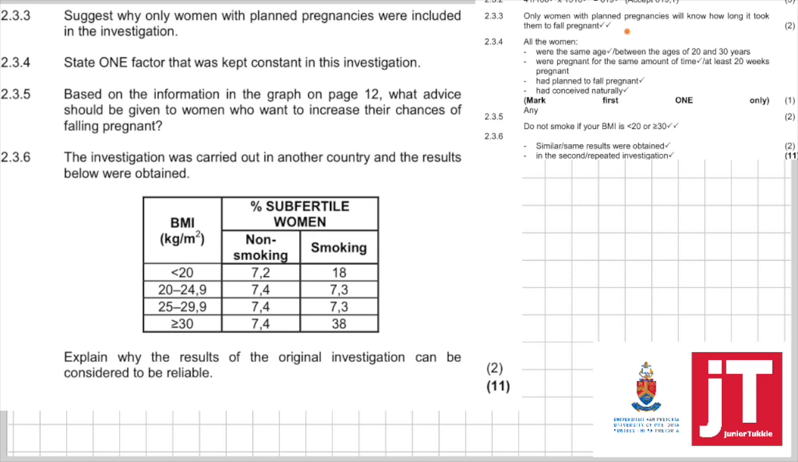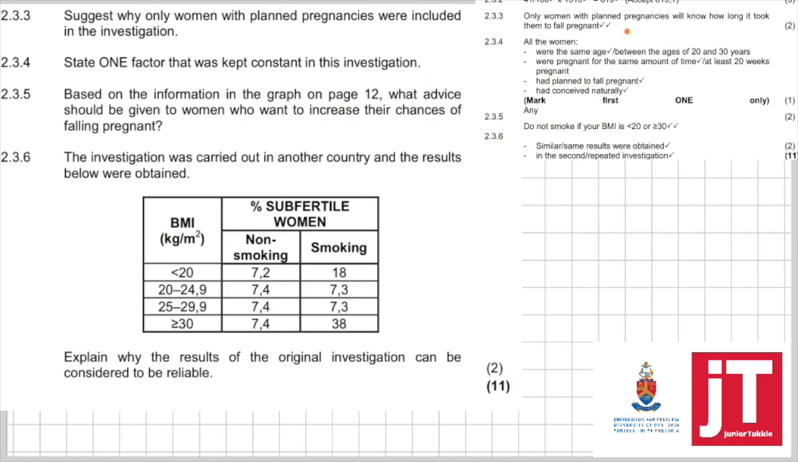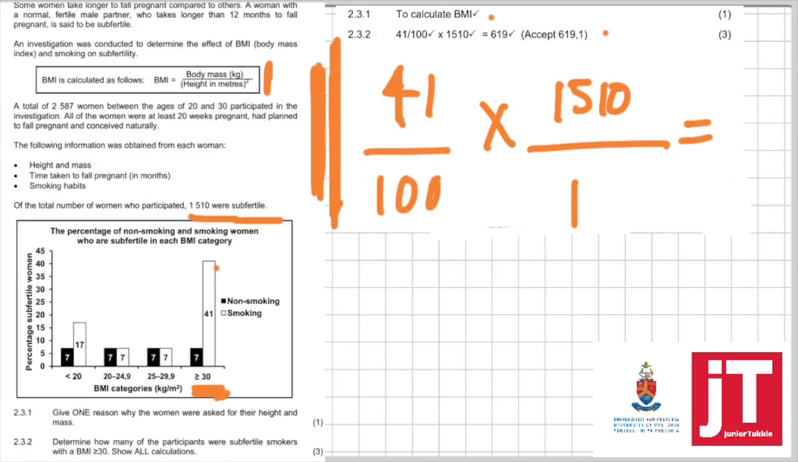2.3.4. State one factor that was kept constant in this investigation. This is where you must read for those answers in this passage here. They were all of the same age, between 20 and 30. They were pregnant for the same amount of time. They had planned to fall pregnant and they had conceived naturally. So if you can see here, this is where it is in the passage.